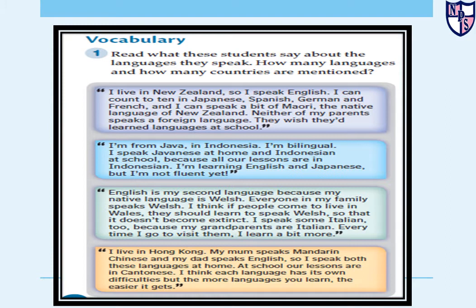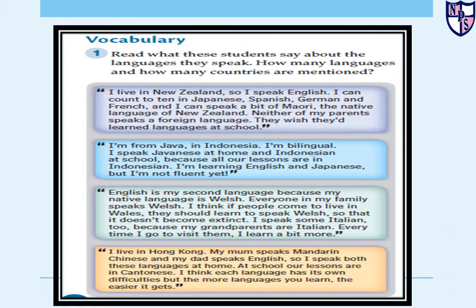The first vocabulary section in your book, it says that we have to read the opinions given by the different students about how many languages they speak and how many countries are mentioned in this part of the lesson.